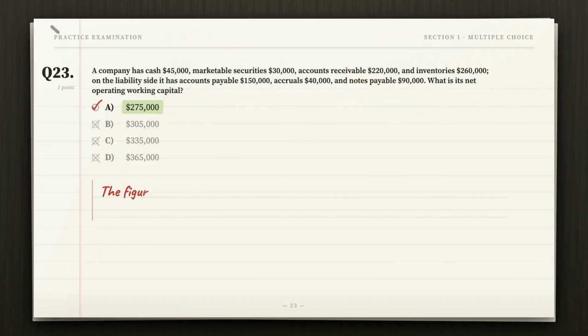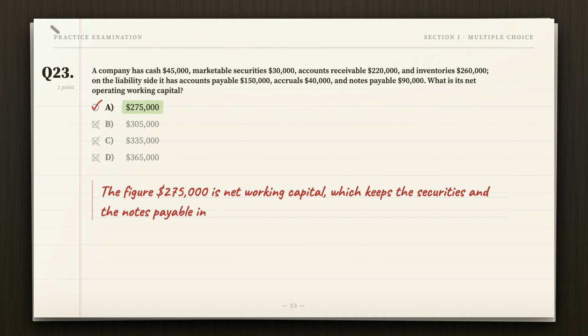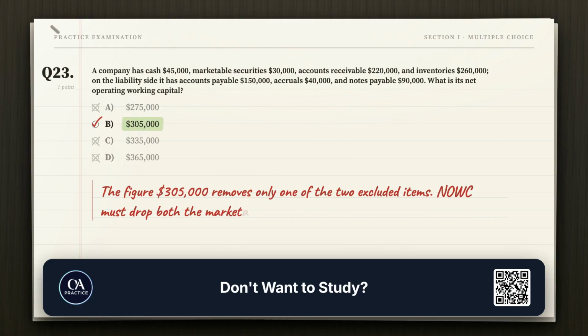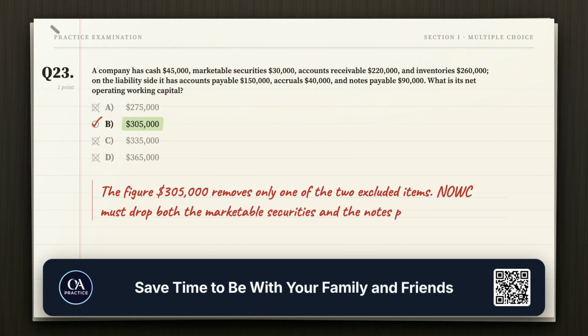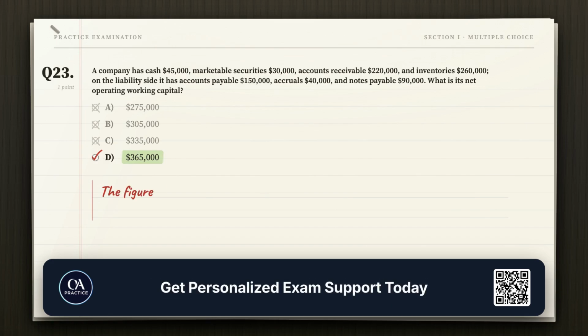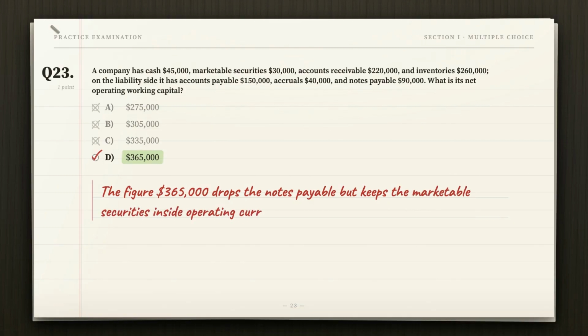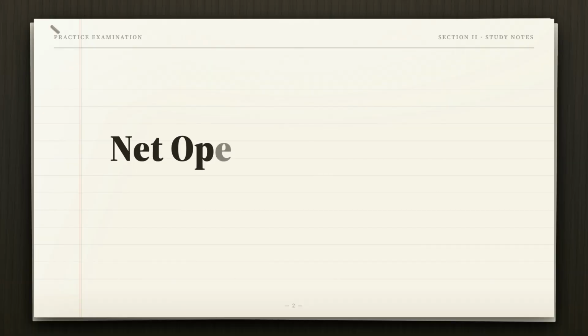A is wrong because the figure $275,000 is net working capital, which keeps the securities and the notes payable in the totals. Now C removes both of those items. B is wrong because the figure $305,000 removes only one of the two excluded items. Now C must drop both the marketable securities and the notes payable. D is wrong because the figure $365,000 drops the notes payable, but keeps the marketable securities inside operating current assets. Both need to be excluded.